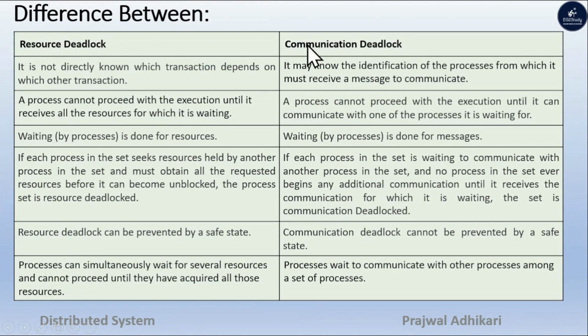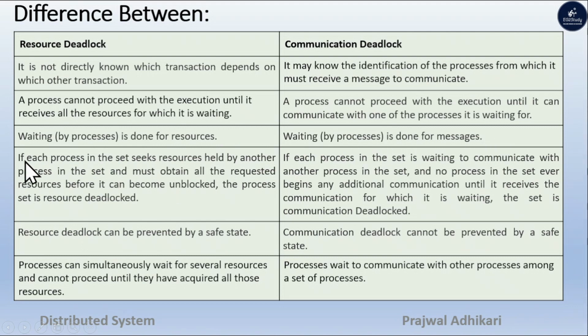Difference between resource deadlock and communication deadlock. In resource deadlock, it is not directly known which transaction depends on which other transaction. In communication deadlock, it may be known from which processes a message must be received to communicate. In resource deadlock, a process cannot proceed with execution until it receives all the resources for which it is waiting. In communication deadlock, a process cannot proceed until it can communicate with one of the processes it is waiting for. In resource deadlock, waiting is done for resources. In communication deadlock, waiting is done for messages.